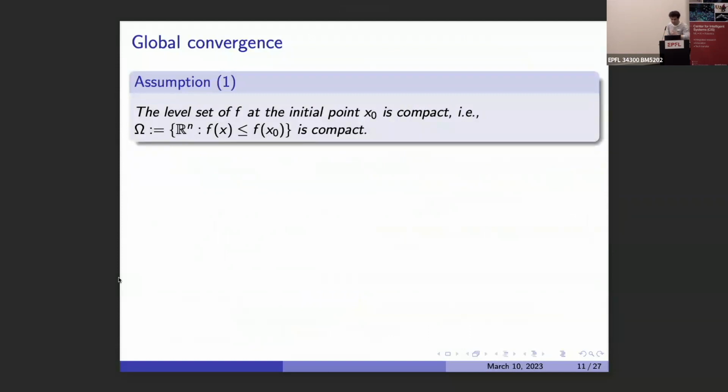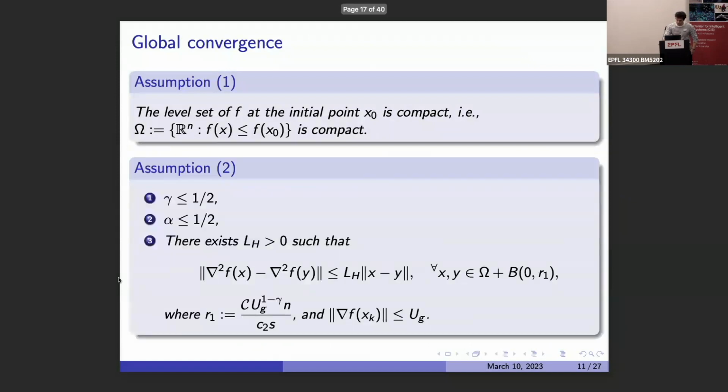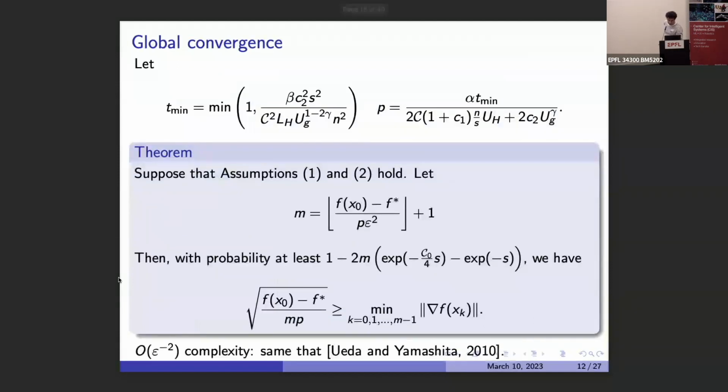I will be fast on global convergence. The assumptions are quite usual: the level set at the first point is compact, and we assume that at least locally the Hessian is Lipschitz. This is the main assumption, and this is the global convergence result. It says that we have T minimum, the minimum step size. We can prove that with high probability, the step size computed by the Armijo rule will be larger than this.